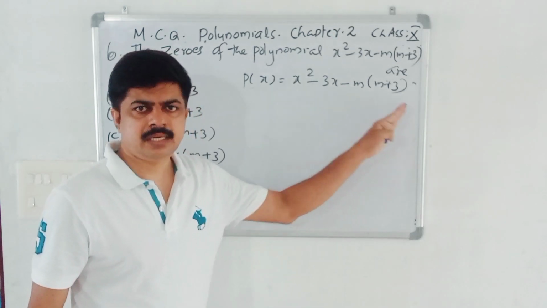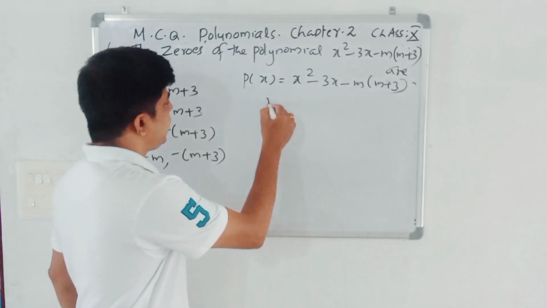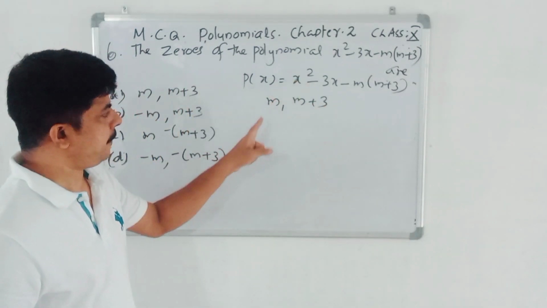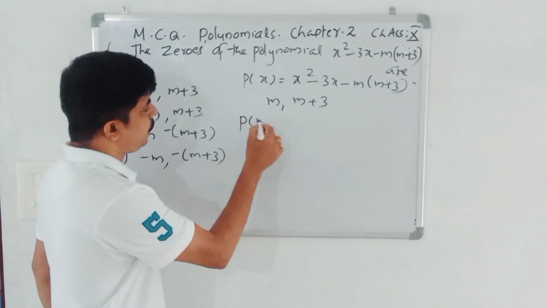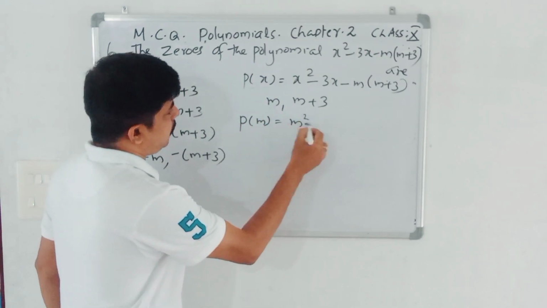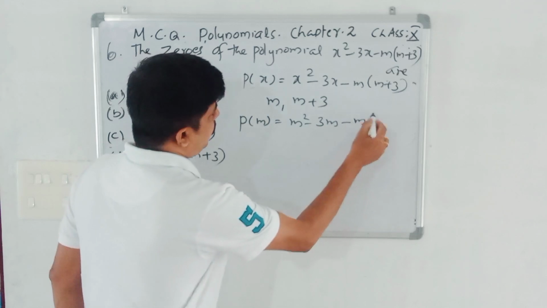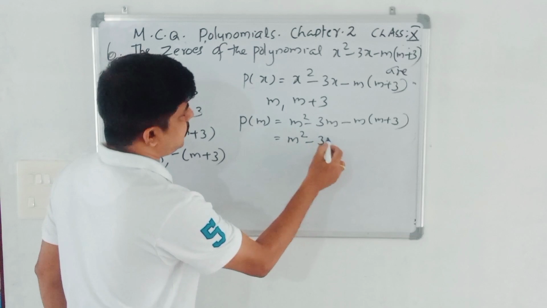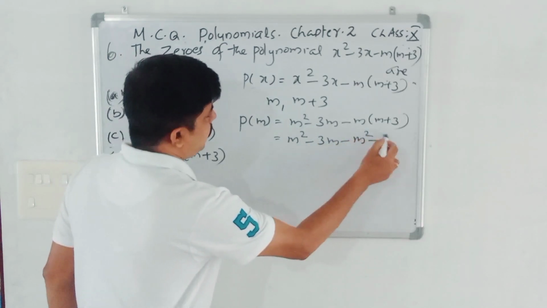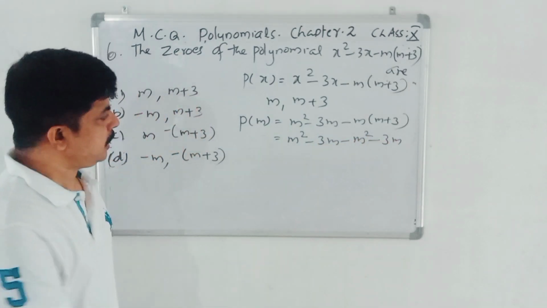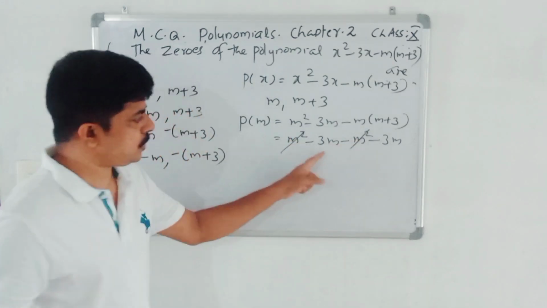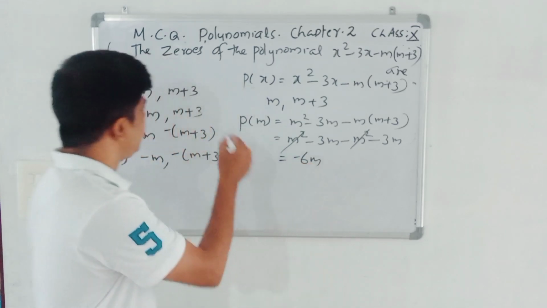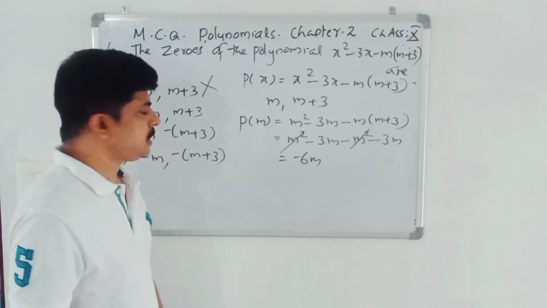We need the option where we get the answer 0. Let us try the verification method. First let us put x equal to m. Therefore p of m is m square minus 3m minus m into m plus 3, which is m square minus 3m minus m square minus 3m. Here we should get 0, but we are not getting 0. We are getting negative 6m. Therefore, this is not the correct option.